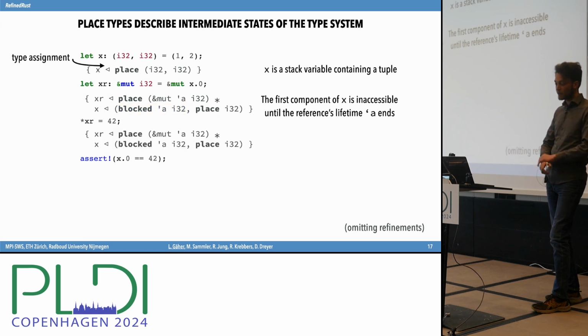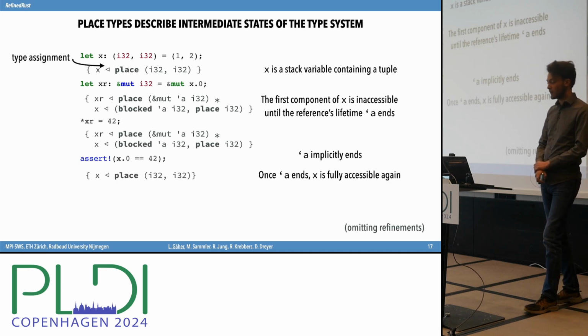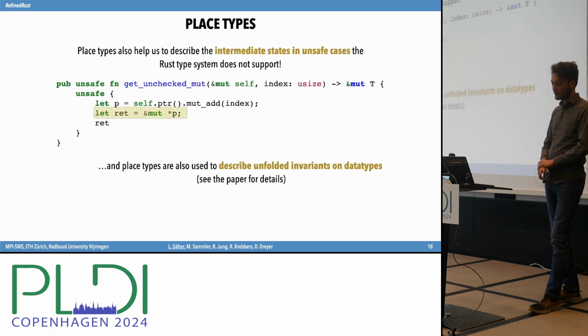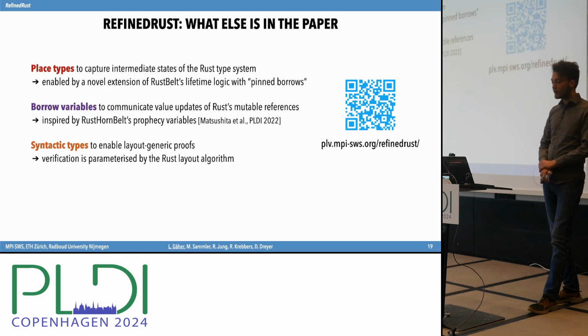And then the rest is fairly uninteresting. We do the assignment, this doesn't change the types. And then a is implicitly ended by Rust as x is accessed again. So RefinedRust makes x fully accessible again. Okay, and that's it for my talk. Thanks for listening, and I'm happy to take any questions and chat with you.